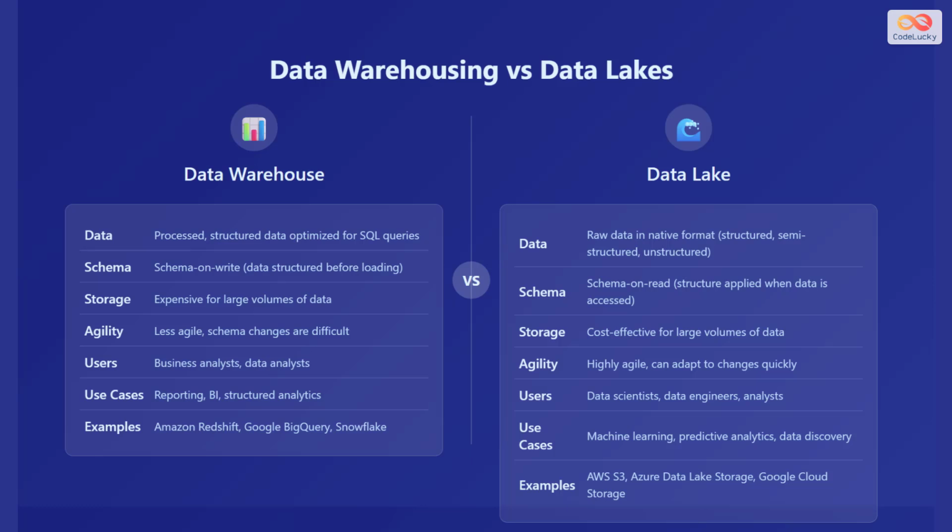Data lakes, on the other hand, store raw data in its native format, whether structured, semi-structured, or unstructured, using a schema-on-read approach where structure is applied when data is accessed. This is cost-effective for large volumes of data and highly agile, adapting to changes quickly. Data lakes are used by data scientists, data engineers, and analysts for machine learning, predictive analytics, and data discovery, with examples including Amazon Simple Storage Service or S3, Azure Data Lake Storage, and Google Cloud Storage.